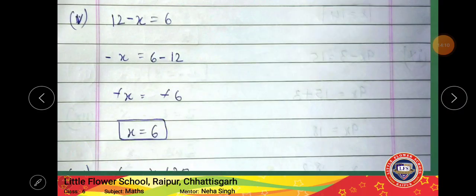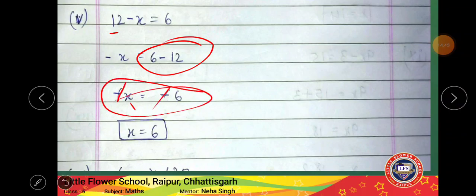Next question is 12 minus x equals to 6. What can we do? Minus x is here. 6 minus this 12, it will be in subtraction, minus sign. Why? Because here it is in plus sign. So 6 minus 12, right? 6 minus 12 is 6, and the sign will be of the greater number, minus. This minus and this minus will get cancelled. Value of x is 6.